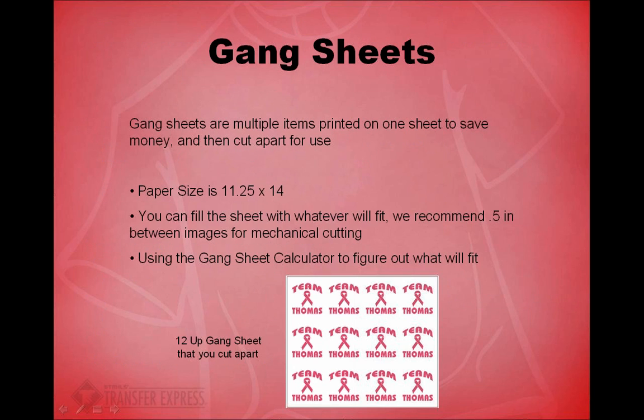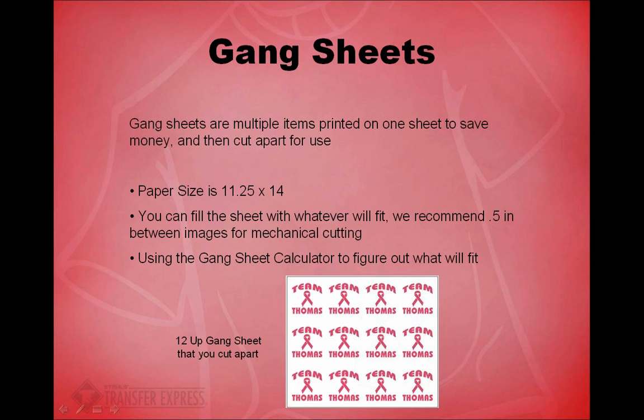So let me go ahead and talk a little bit about gang sheets. As I referred to earlier, gang sheets is a term that we use in the industry, or here at Transfer Express especially. Gang sheets are multiple items printed on one sheet to save money and then cut apart for use. Our paper size is 11 1/4 by 14, so you can fill the sheet with whatever will fit. We recommend 0.5 inch between images for mechanical cutting.